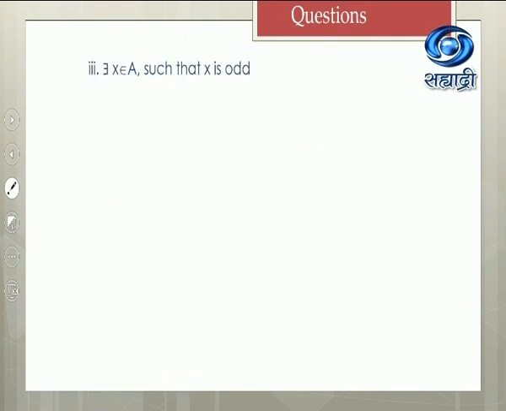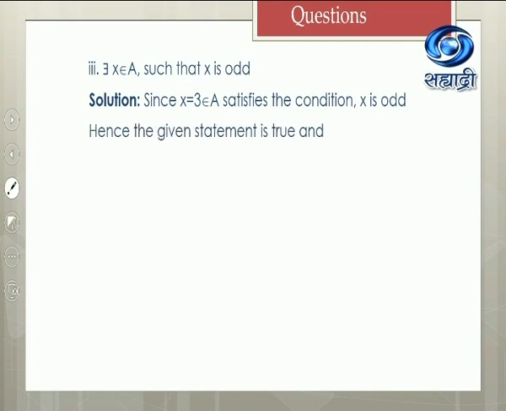There exists x belonging to A such that x is odd. The set was A equal to {3, 4, 6, 8}. So here x equal to 3 belongs to A and satisfies the given condition. 4, 6 and 8 are even numbers. Therefore, the given statement is true and its truth value is T.